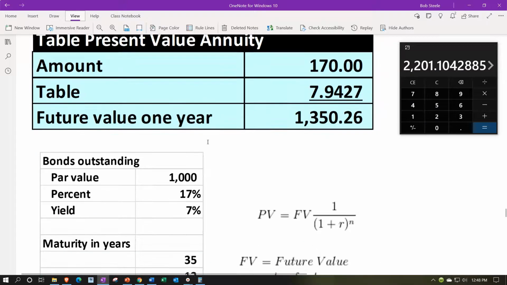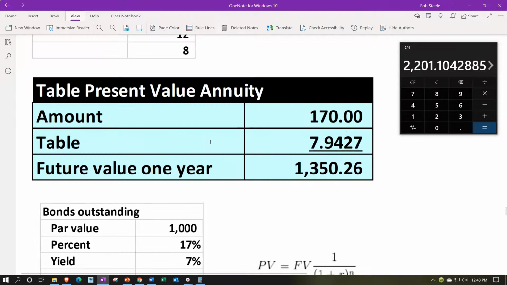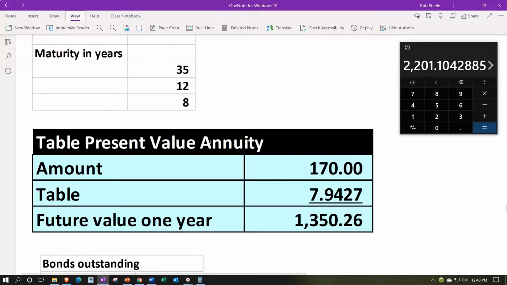So the annuity table was not added. I'm blaming the editing team here. It's not my fault. But the amount from the table, had we had one, would be the 7.9472, I believe. And that would give us that 1,350.26 again. I won't do it again.